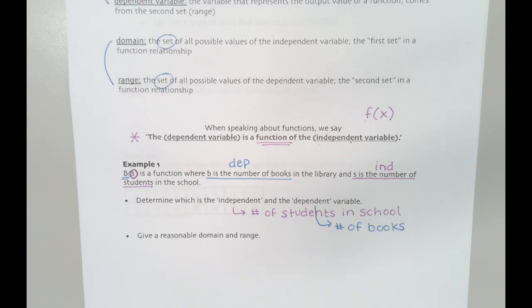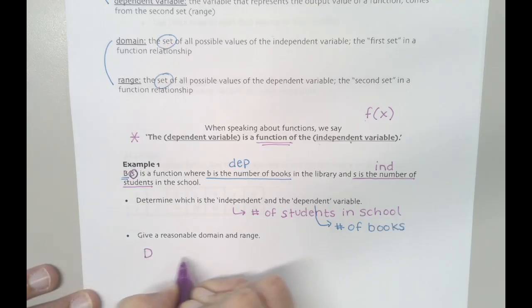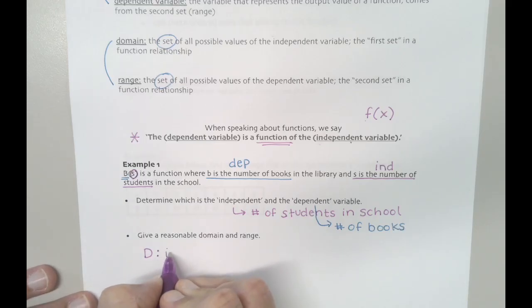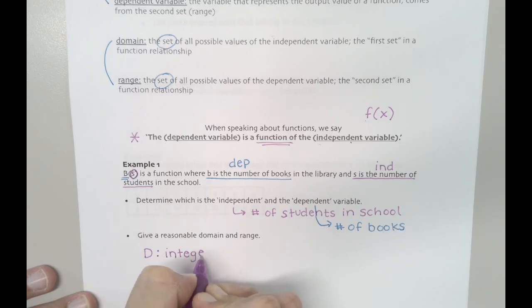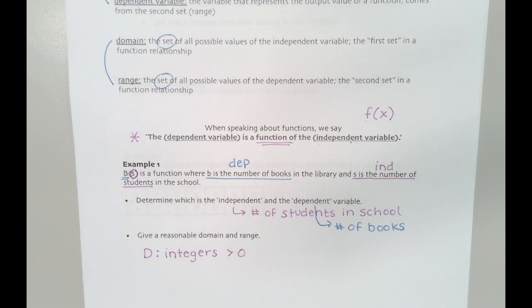We know negative numbers don't make sense, okay? So it's going to have to be something that is greater than or equal to 0. Maybe even we say greater than 0, right? Because with 0 students in a school, you wouldn't have a school. Also, these have to be whole numbers, right? We can't have decimals here. So I might say something like integers. You could also say whole numbers greater than 0. Okay? That makes sense as a domain.